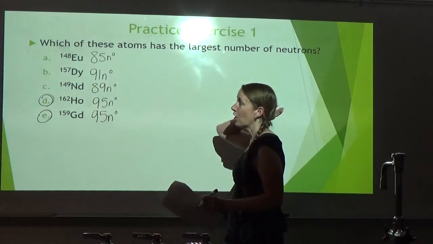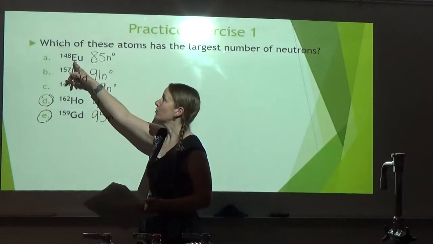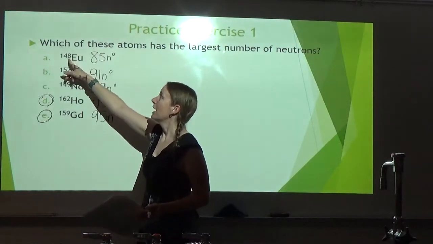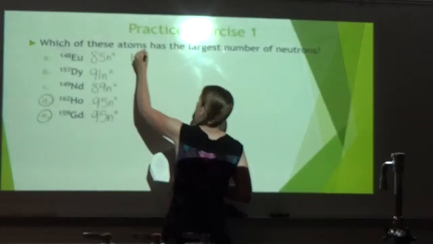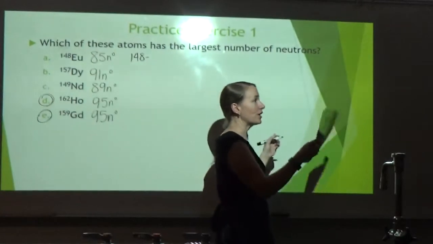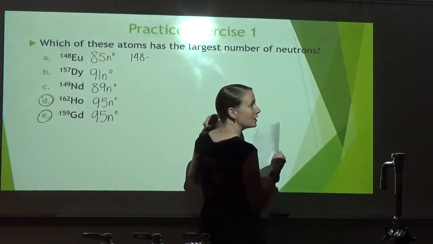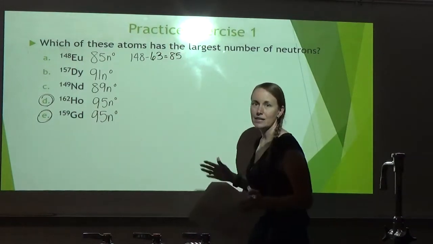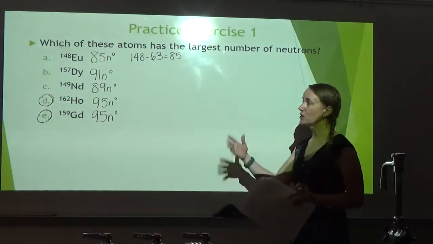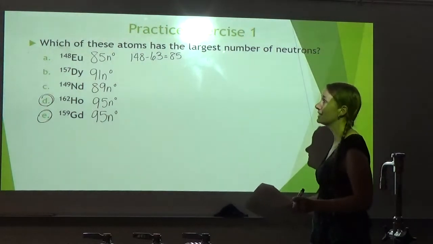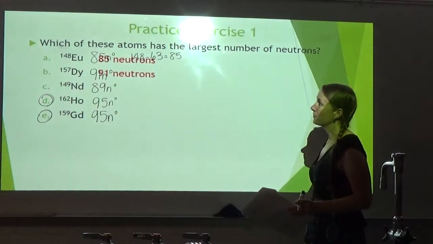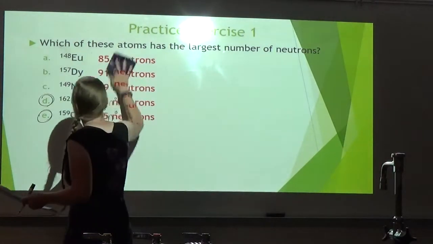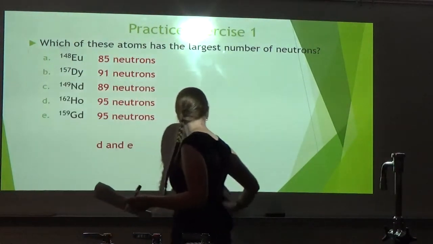Okay, and see how, again, all I did was do mass minus atomic number. So I'll just show you how I got 85. I'm not going to do all 5 of them. So for europium, I did 148, which is the mass, minus, and then I just found it on the periodic table, and it is 63. And got 85. Just like that. That's all I did, and I did that for each element. So I got 2 answers for this one, like I said, D and E. Well, I guess I could have just clicked my way through this whole thing instead of writing it out. Would have saved some time.